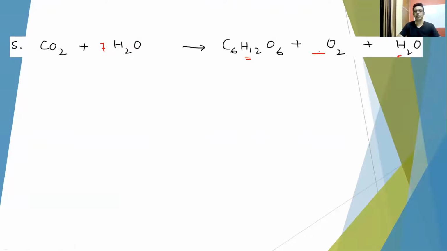So on the right hand side, hydrogen 14 is balanced. Carbon is 6 on the right hand side and 1 on the left hand side, so place 6 here, and carbon is balanced. Now we have to see oxygen.